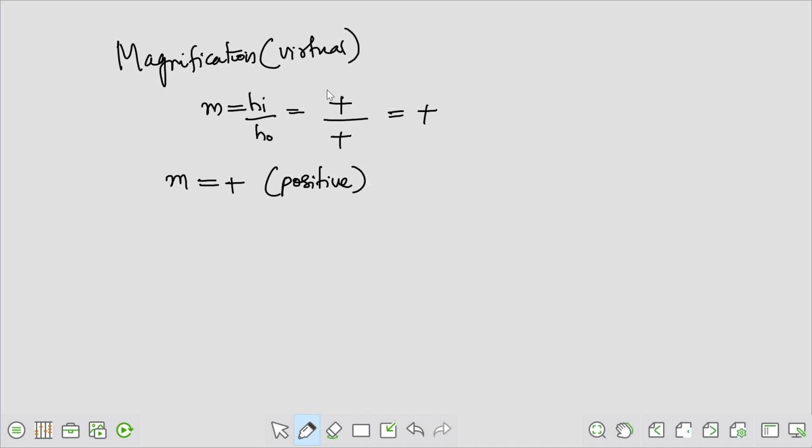So remember, this is very important. If the image formed is real, then the magnification sign is negative, and if the image formed is virtual, then the magnification sign is positive. Now let's see some important cases.